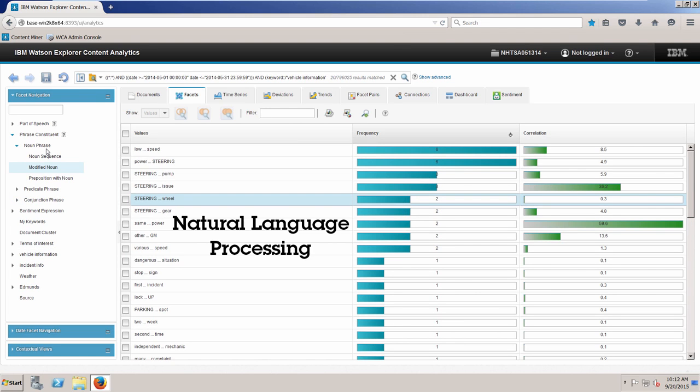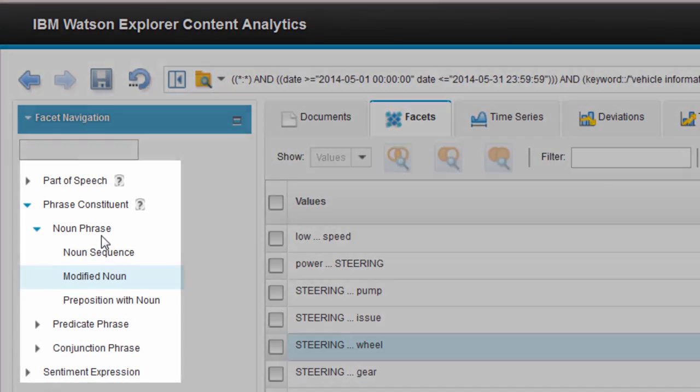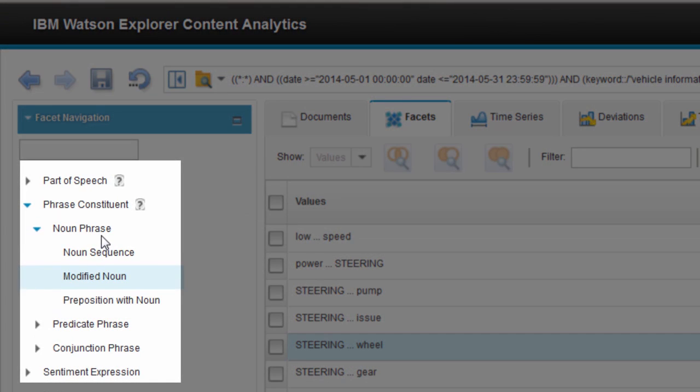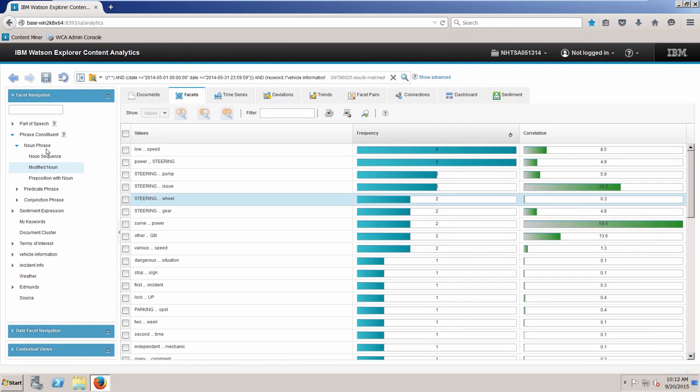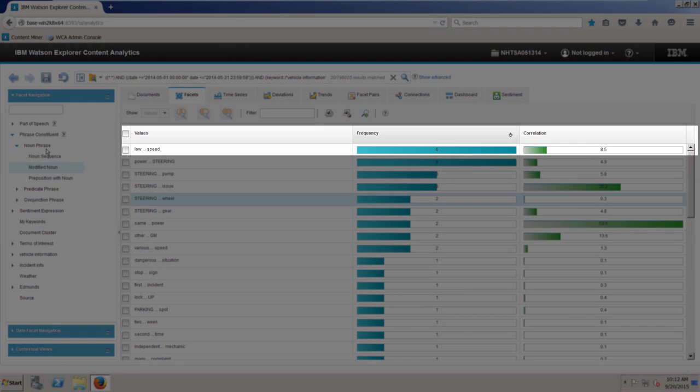This led us to examine the language that people were using in their complaints. We keyed in on noun phrases, which are excellent for understanding topic of conversation. Remember that we're looking at problems with steering on the Model A in the last 12 days. So it's not unusual that we see phrases that involve the word steering. However, one of the people in the room remarked that the phrase low speed was unusual. What does that have to do with steering?